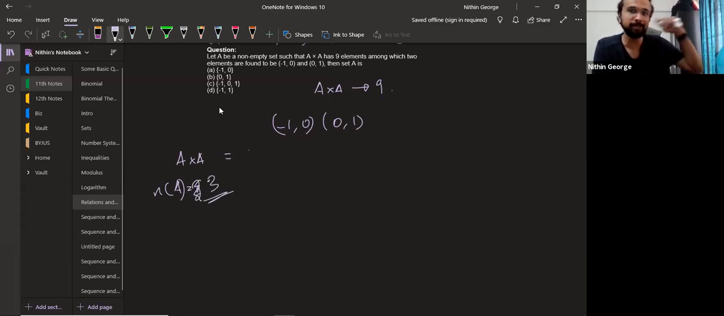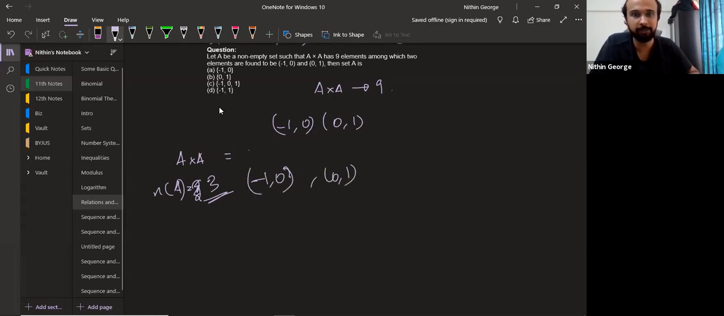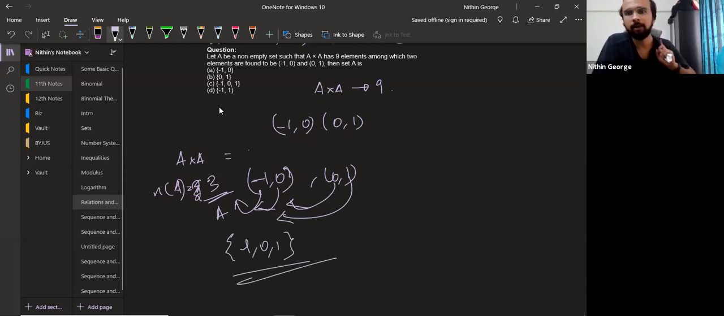This question they're trying to ask something else, but we can use some other method and find this. Okay. A will have 3 elements. Now, among which 2 elements are found to be, so these are parts of the relation. Okay, 0, 1, 1, 0. So which means -1 is part of A, 0 is part of A, and 1 is also part of A. So it's -1, 0, 1.